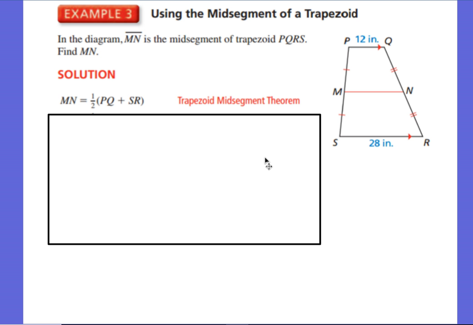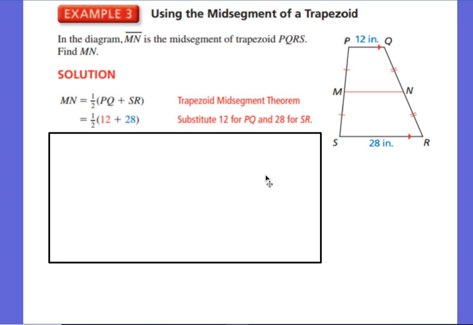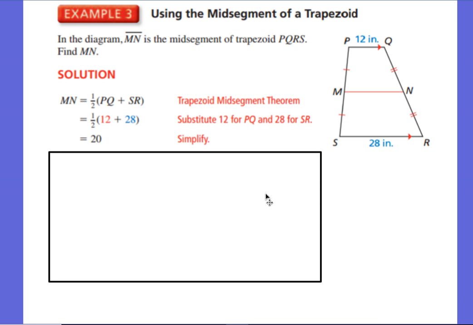So PQ is 12, SR is 28. We substitute them right in. And then we take 12 and 28 and we get 40. And 40 divided by 2 is 20. And so the value of our midsegment is in fact 20. And we can use that in a variety of different ways, of course.